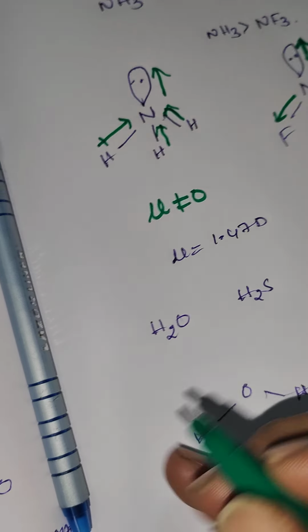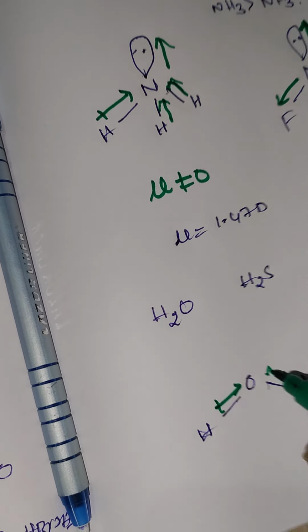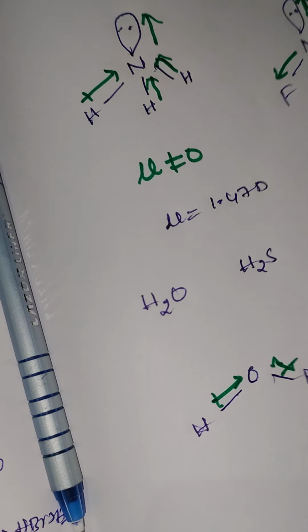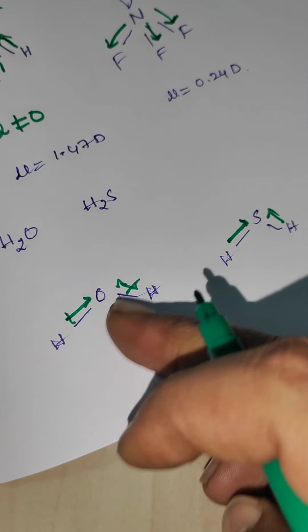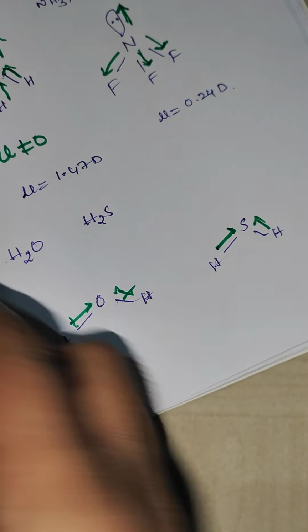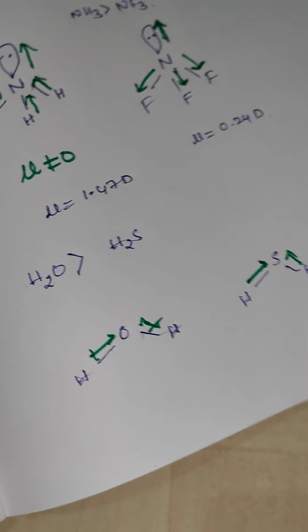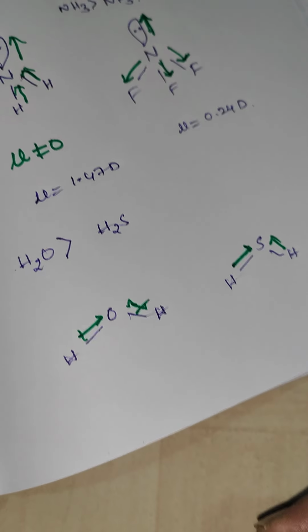Oxygen is more electronegative than hydrogen, so the dipoles point like this. Here also, sulfur is there, so it is like this. Both directions are the same, but oxygen is the most electronegative atom, which means H2O has more dipole moment than H2S.